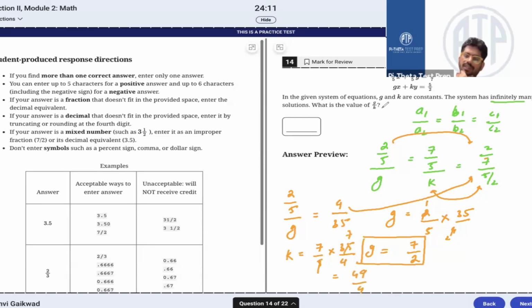Now what they're asking you is g by k. Now simple, g by k is your g is nothing but 7 by 2 and k is your 49 by 4. That makes it 7 by 2 into 4 upon 49. That makes it 2. That makes it 7. So that is nothing but 2 by 7. So 2 by 7 is your final answer.